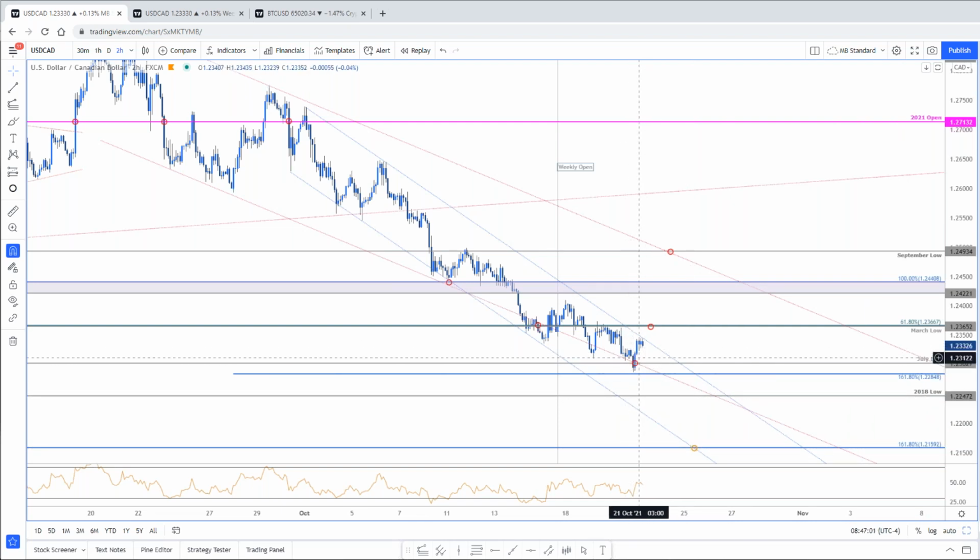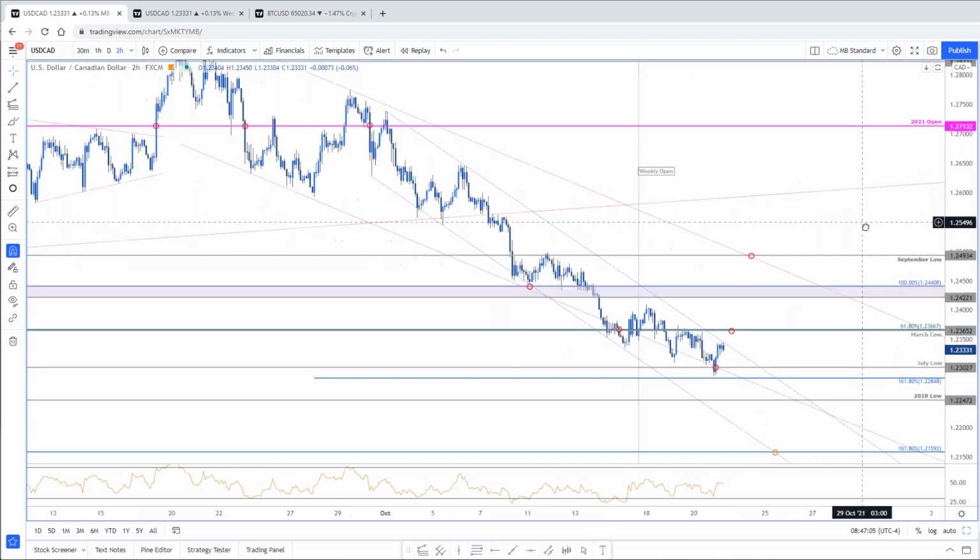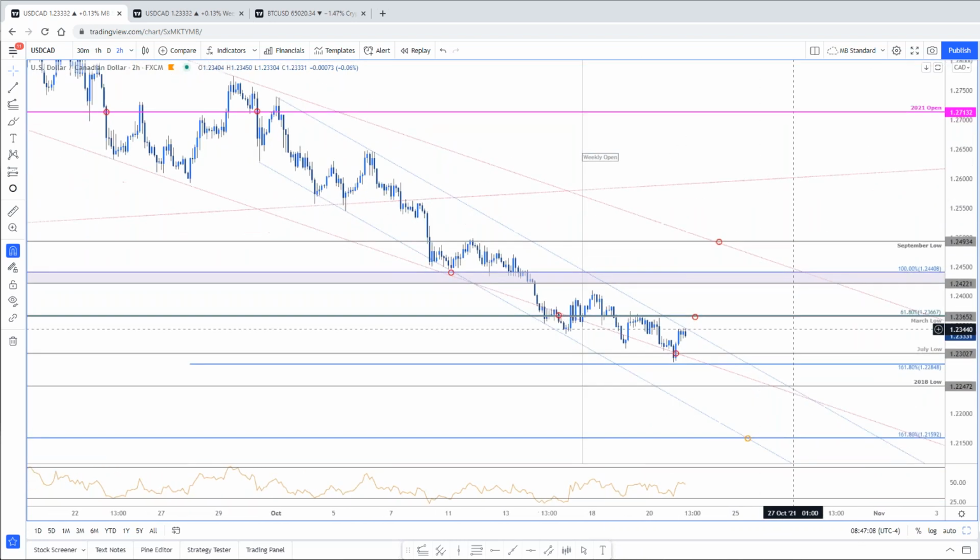So let's see if we can't get a pop here. I'm not holding anything here yet, just as a disclaimer, but if we do pop 2360, let's see if we can't get a little bit of a relief rally here in dollar CAD. No CAD data worth noting into the close of the week, but big support here. So where does that put us?